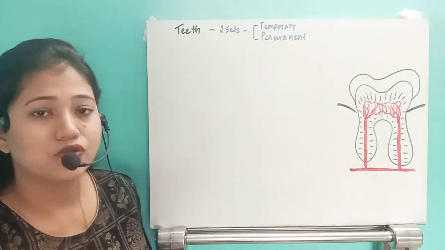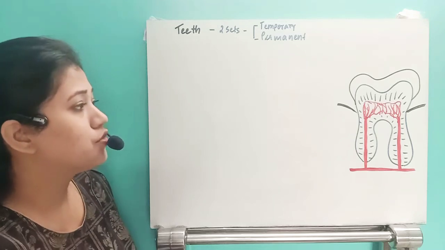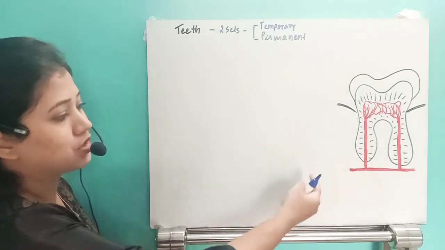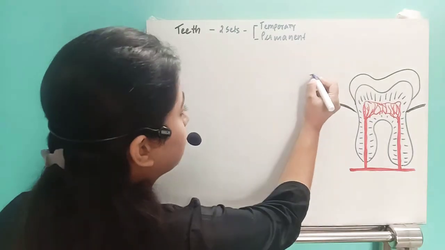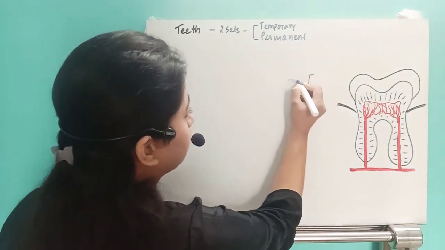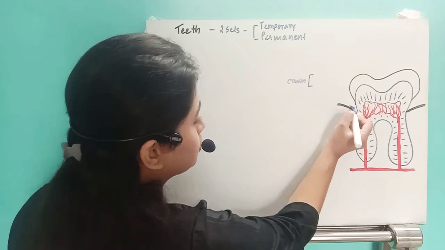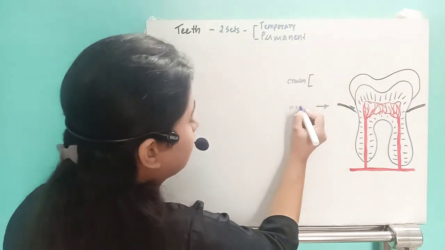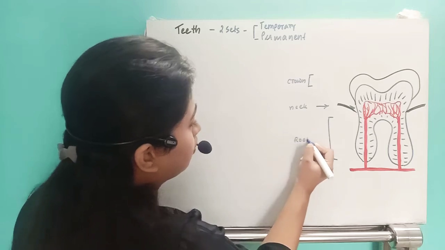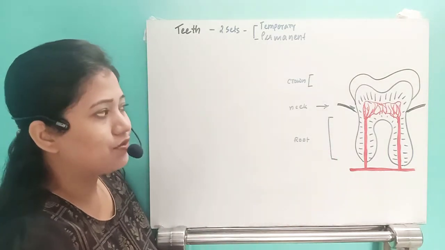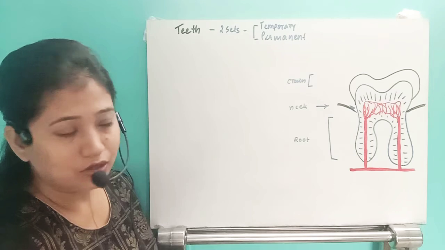First of all, we need to know what the teeth actually are. The teeth, which actually look like this, have three parts. The first part is called the crown. The second part, this region, is the neck. Then after that, this part is the root. So the teeth have three parts: crown, neck and root.